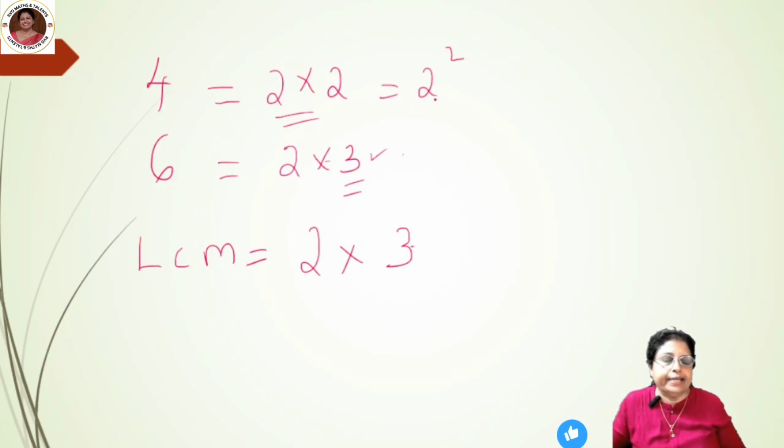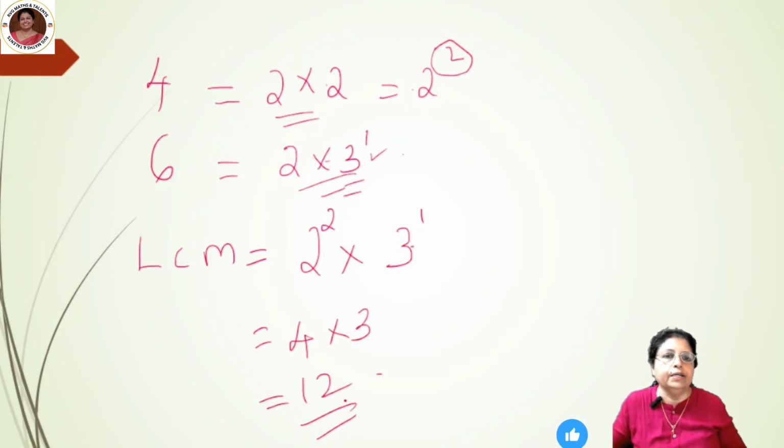Then you take the highest power. Here in the case of 2, the power is 2, so take 2 squared. And here you can see 3 raised to 1. So that means LCM is 4 times 3, that is 12. So we got LCM as 12. So in this way also we can find out LCM. Then let us consider another example.